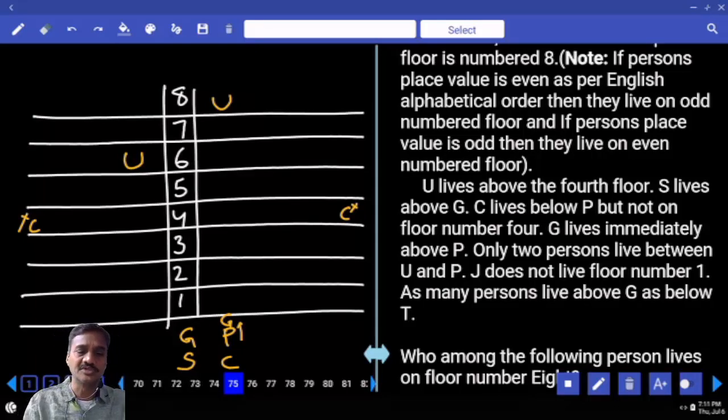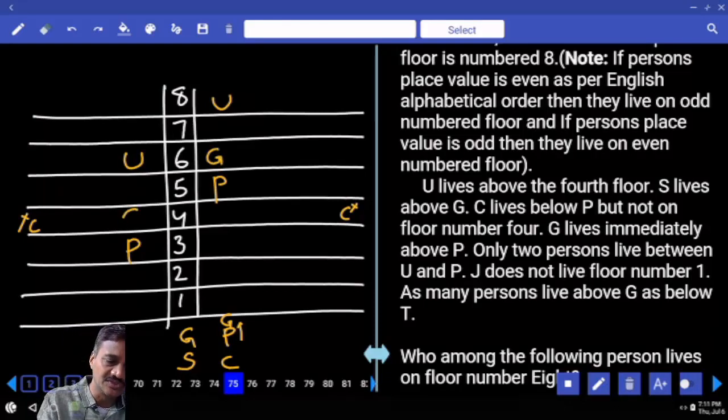And only 2 persons between U and P. P is here. Only 2 persons between U and P. P is here, isn't it? Now P is here, and G is immediately above this one. G is immediately above this.